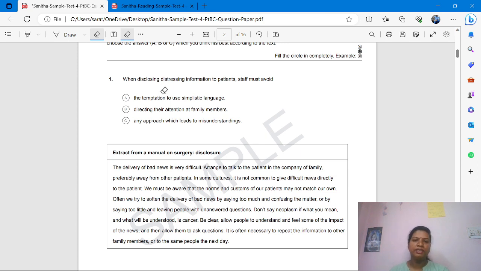First one: when disclosing distressing information to patients, staff must avoid. Here, some information is being disclosed to a patient. At that time, what must the staff avoid? Here we are giving the patient some stress. What must the staff avoid?